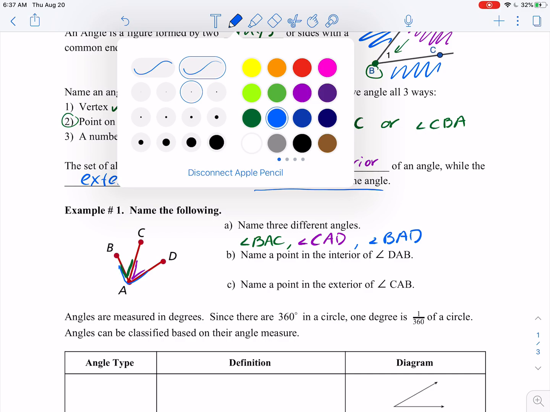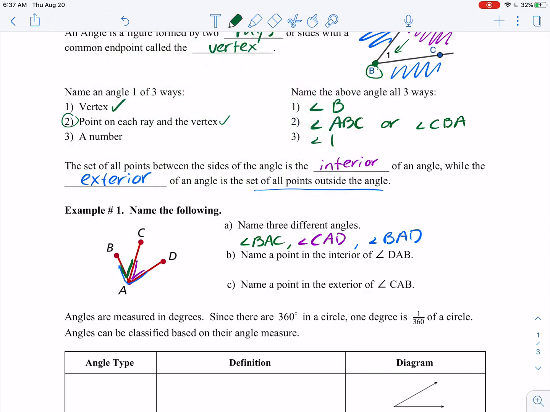Okay, name a point in the interior of angle DAB. DAB is right here. The only point in the interior would be C. And then name a point in the exterior of angle CAB. This is CAB. The only point in the exterior would be D.